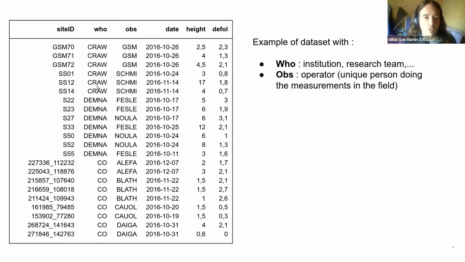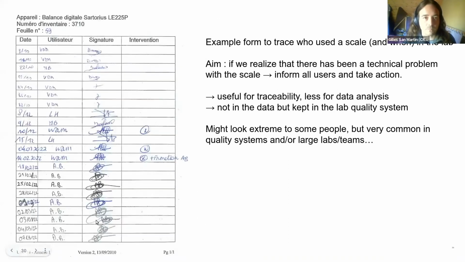This is a very simple example of a data set where, for each sampling, for each measurement, you have the information of the operator here, who did the observation, and also the research team, because you had 3 research groups who did the observation. This is another example where this is information that is not really in the data. This is a form that is close to a scale. And the idea is that we want to know who used that scale and when. So this is not really useful for the data analysis. Again, it's more for traceability. If at one point you realize that there has been a problem with the scale, you want to go back to the people and tell them, okay, there has been a problem, and they are informed and they can take action about their data sets regarding that problem.